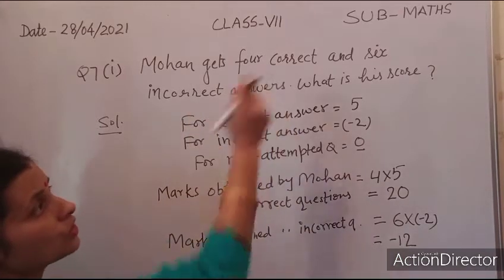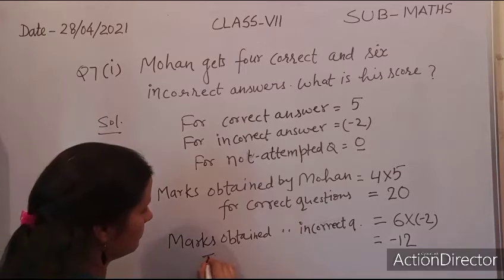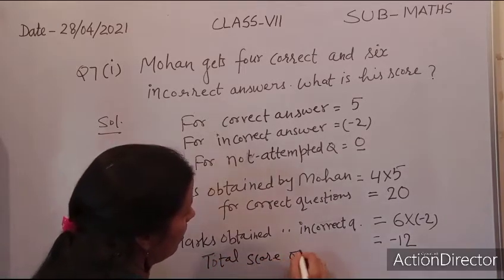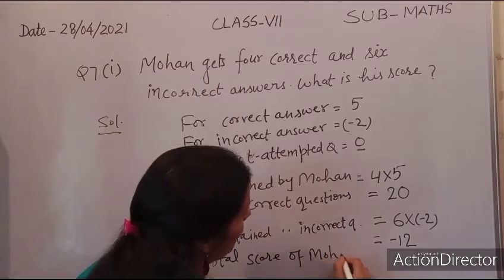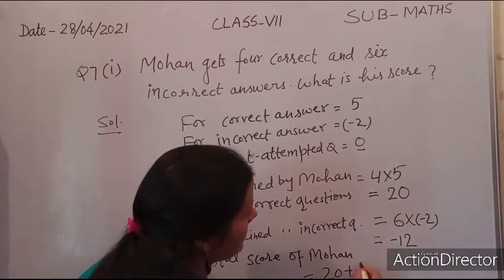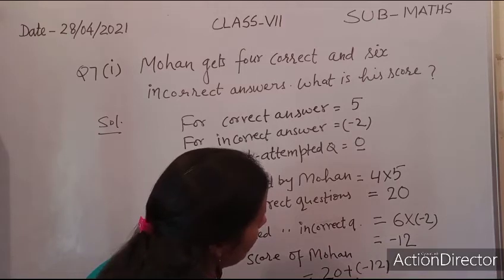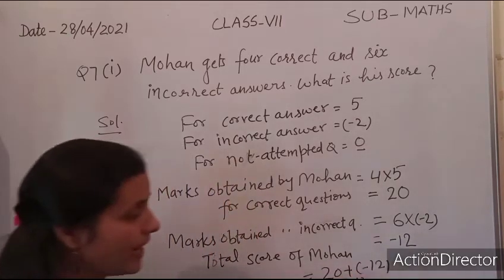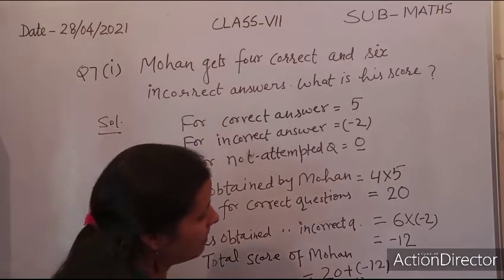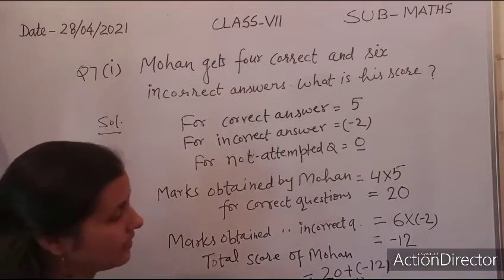Now we have to find out his total score. What will be the total score of Mohan? 20 plus minus 12 equals 20 minus 12. Plus minus will become minus. Now subtract 12 from 20, it will become 8. It means he got 8 marks. Understood?